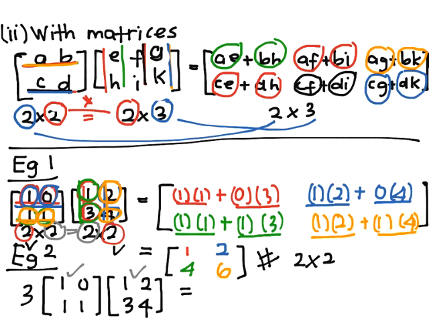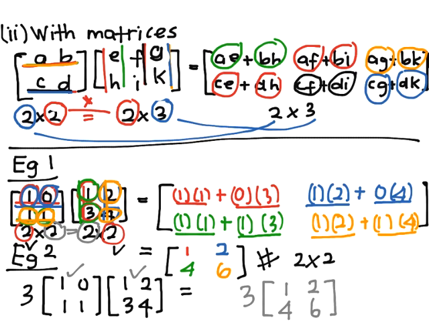Always multiply the matrix with the matrix first. Then after that, we multiply the answer with the value. The matrices here are the same as in example 1, so we can straight away come up with the answer, which is 1, 2, 4, 6. Meaning we have 3 multiply with the answer of 1 0 1 1 multiply with 1 2 3 4, which is 1, 2, 4, 6. So we multiply 3 with 1, 2, 4, 6.